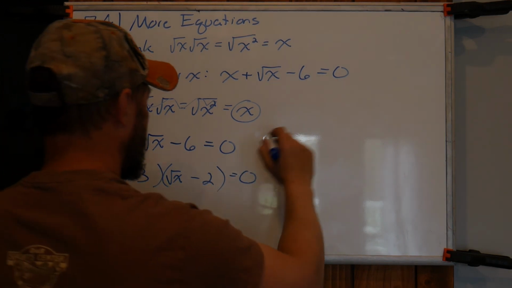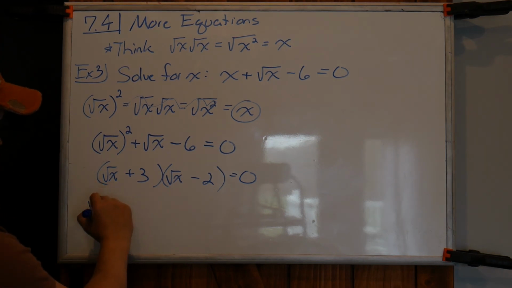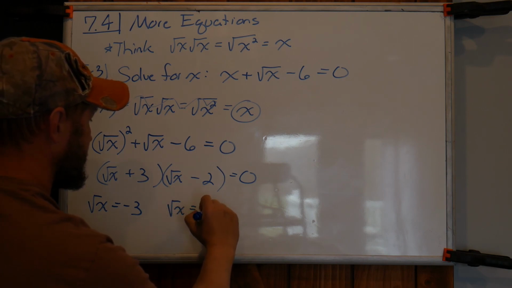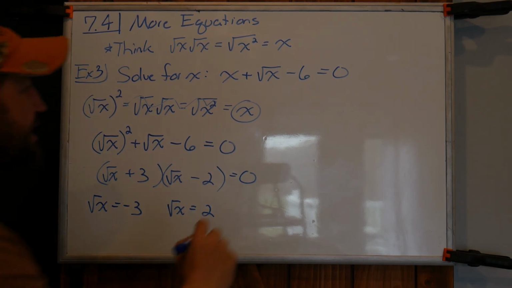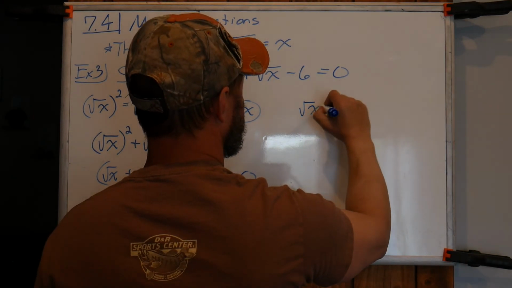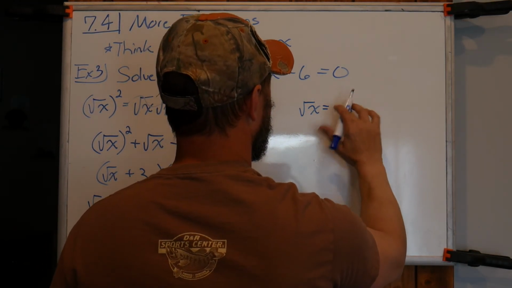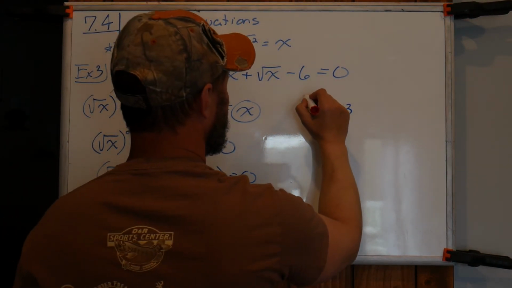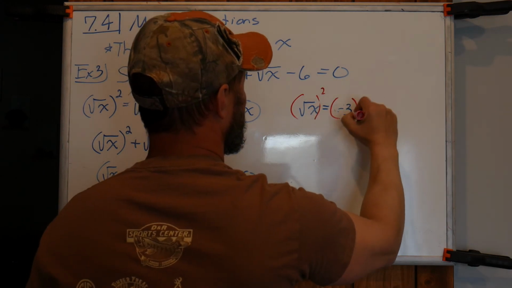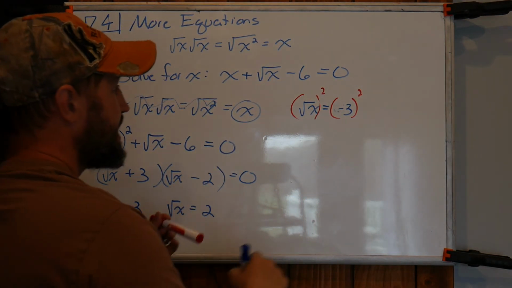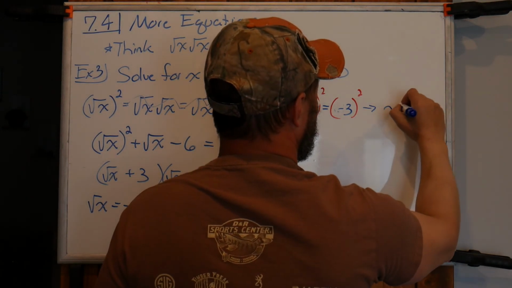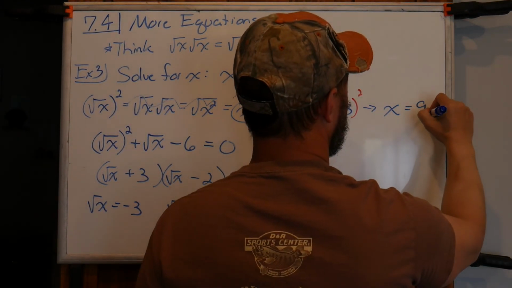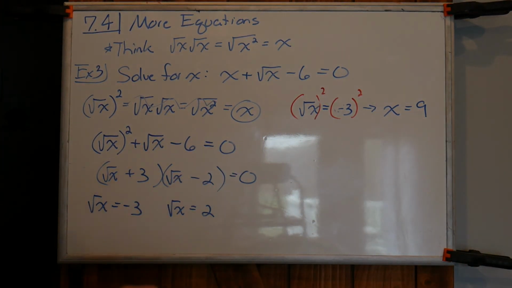So I'll write it here. Square root of x equals negative 3. Square root of x equals 2. Those are my solutions. So again, I'll go up here and leave room. Square root of x is negative 3. So I need to square both of them. When I square square root of x, I get x. When I square negative 3, I get 9.